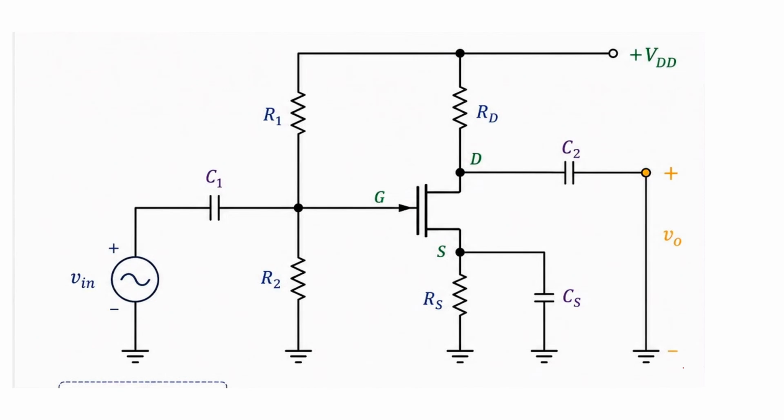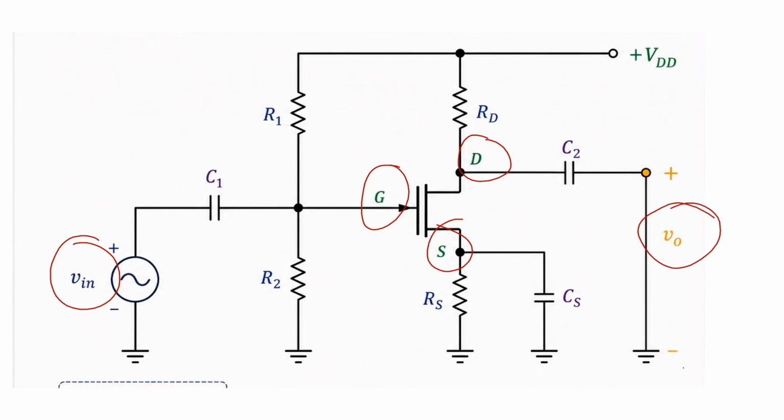Why is it called a common source amplifier? We can recall that a JFET amplifier has three terminals, which are the gate, the drain, and the source. Now, it's called a common terminal when a particular terminal is common between the input and the output.